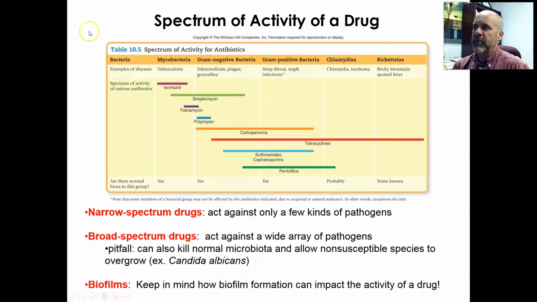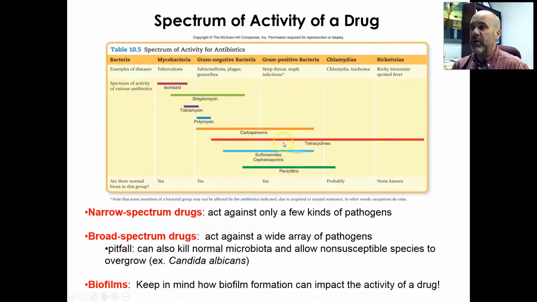All right, this is a table from your textbook, which is showing you some examples of spectrum of drug activity, narrow spectrum versus broad spectrum, and there are some different categories of microorganisms up here. These are all bacteria. Mycobacteria, gram-negative, gram-positive, chlamydias, I'm sure you've heard of chlamydia before, a sexually transmitted disease. Rickettsias are little teeny tiny bacteria that live inside host cells, kind of like viruses do.